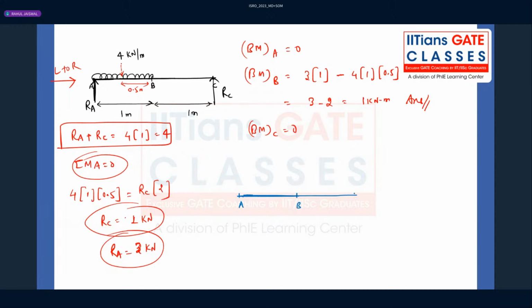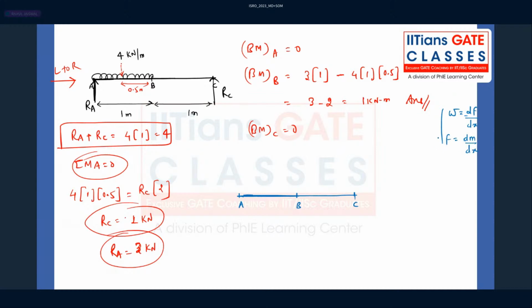This is point A, point B, point C. Bending moment between A and B. For a uniformly distributed load, how will your shear force vary? Because we know that W is minus dF by dx, and F is dM by dx.